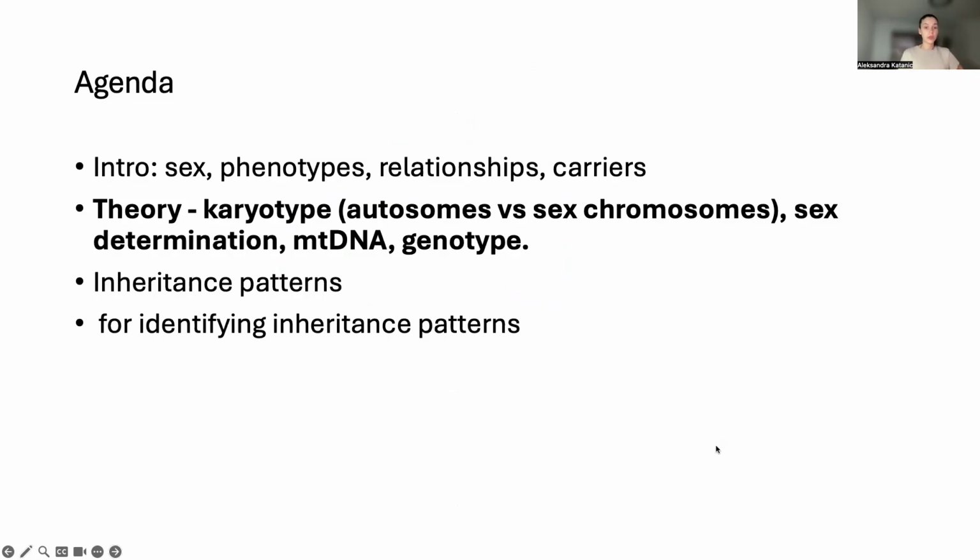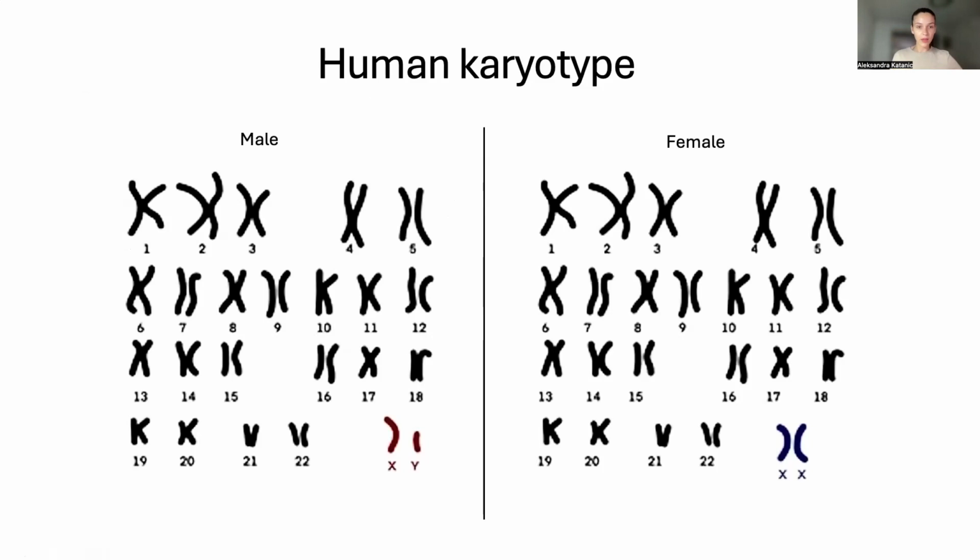Let's move on to theory. This is really important to understand so that we can assess inheritance patterns. They're pretty, I'm not going to say basic because genetics is complicated, but let's say fundamental things to understand. We'll go through karyotypes, so the difference between autosomes and sex chromosomes, sex determination and why that's important in inheritance of disease, and finally genotype, because that's important to know as well.